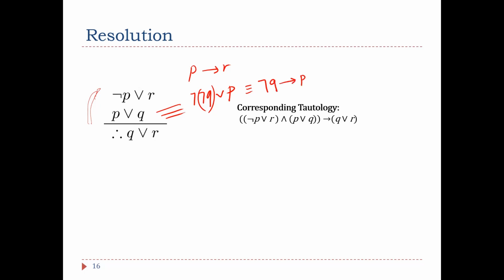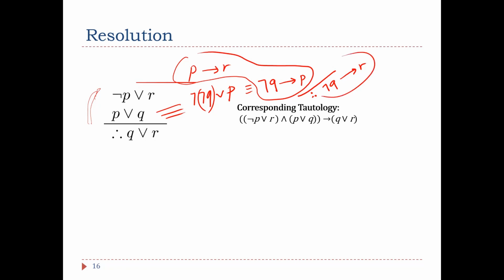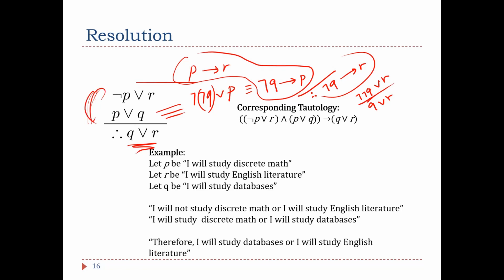And now you can apply the earlier rule on the transitive implication. So since you have not Q implies P and P implies R, then you can confidently conclude from it that not Q implies R. Okay? But not Q implies R is nothing but not not Q or R, which is actually Q or R. Okay? So this is why we can conclude Q or R from these two premises. Okay? So good. Let's consider an example.